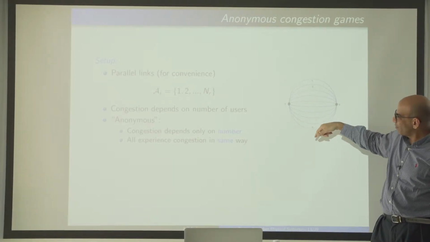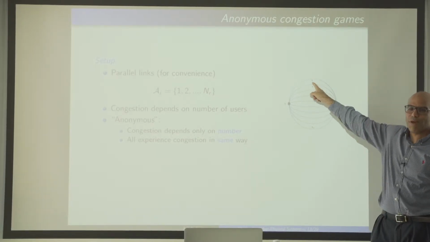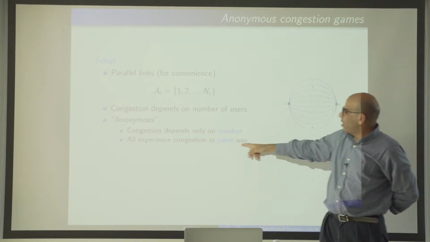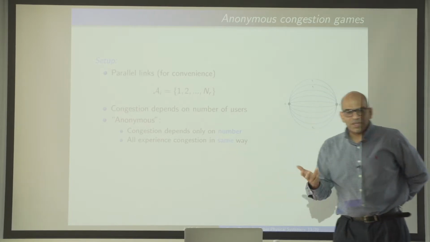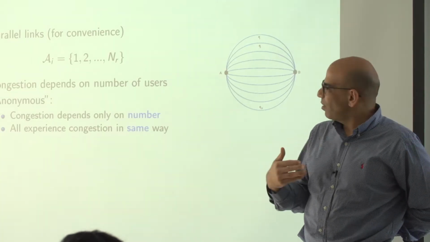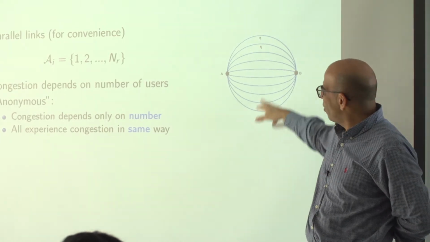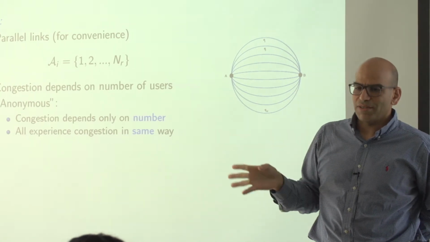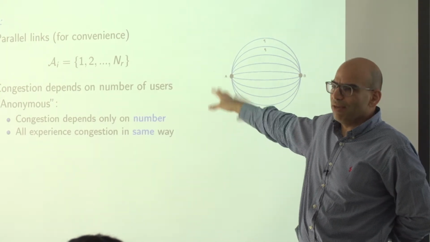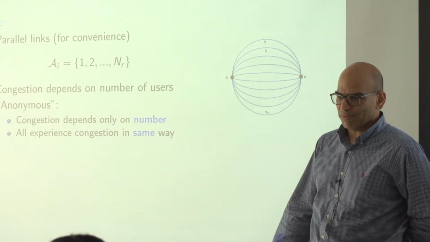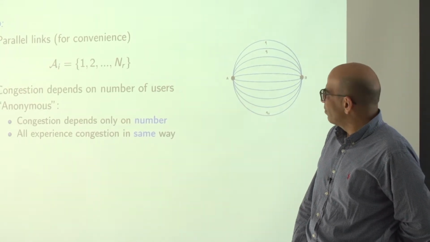different roads. The congestion on a road depends on the number of users of that road. And to make things simple, everybody experiences congestion in the same way. Congestion is bad for all of us. It's not that I like to take the scenic route, and it only depends on the number of the users, not on their type. So a moped and a truck cause the same amount of congestion. Okay, we'll simplify it that way.